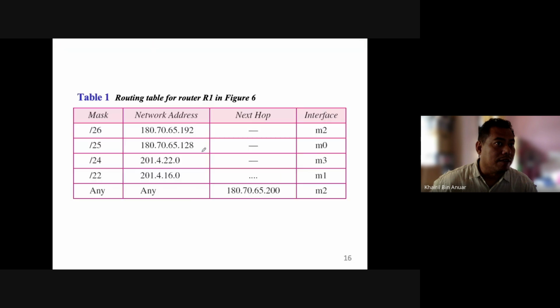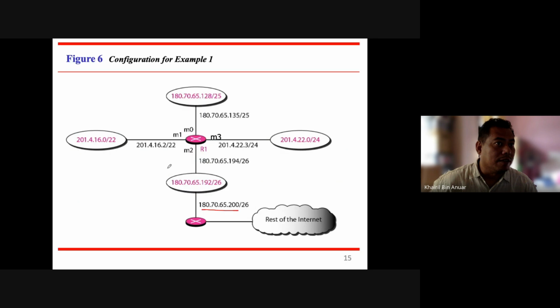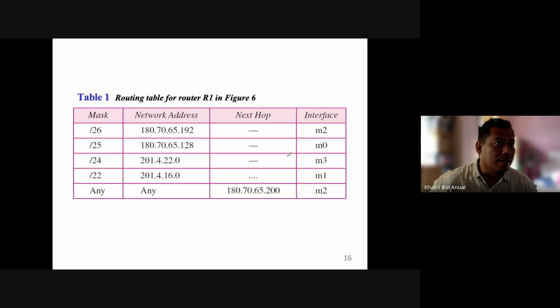So the rest will be as follows. 65.192 with M2, 65.200, 65.192. You need to go through this M2 and so forth. So these are the routing tables. Now you can see that the mask is aligned over here, the network is aligned over here, then the next hop and the interface. With that information, you will see that the following example will also follow this.